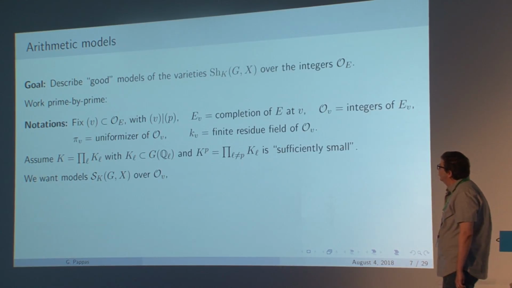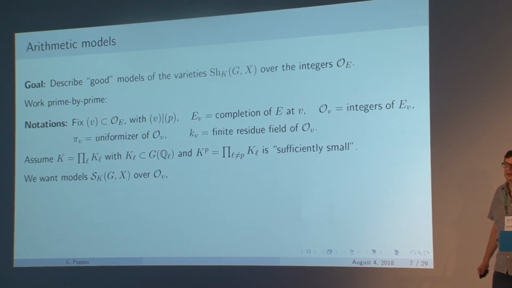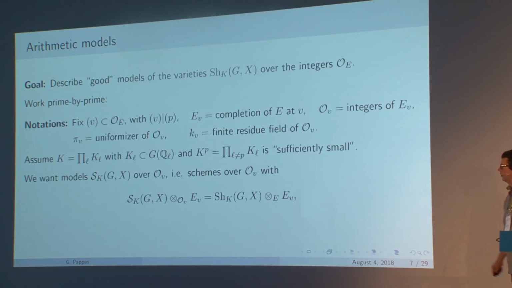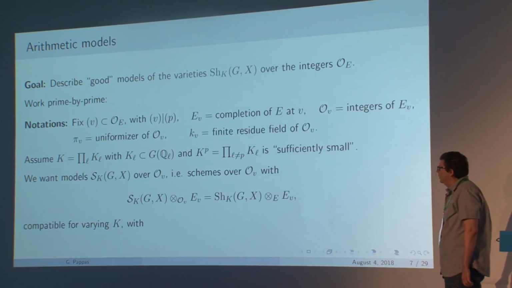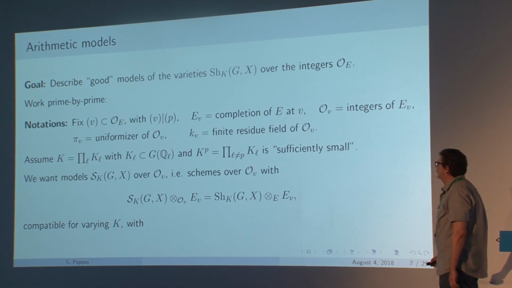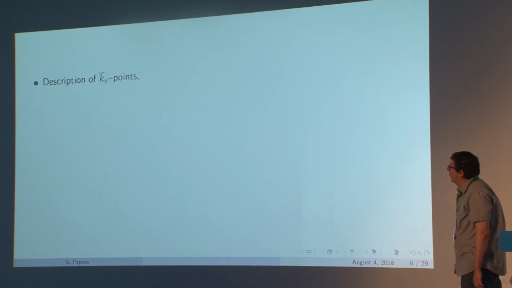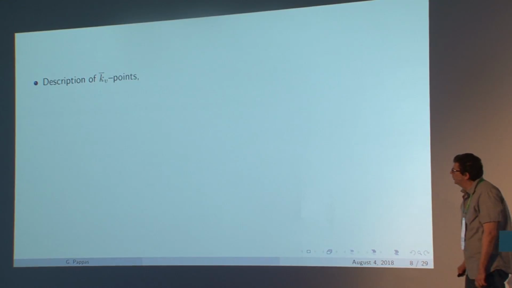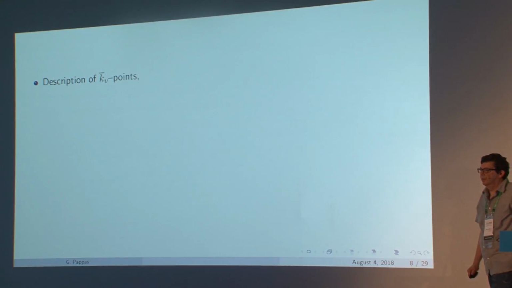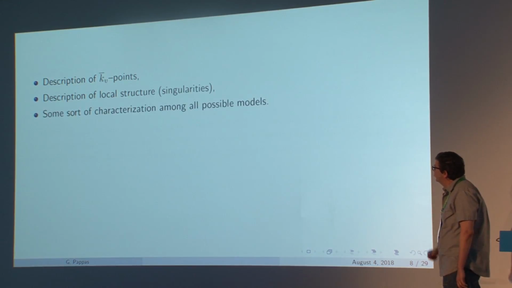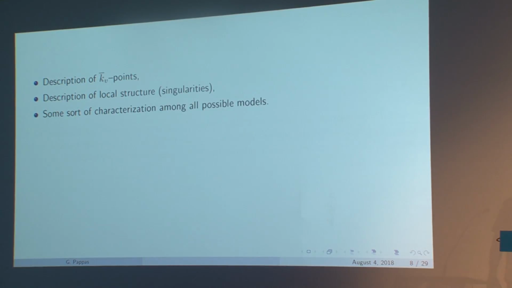Okay, so we want models, and I will denote the models, I hope it's visible, by this calligraphic S. So S_K is the Shimura variety, calligraphic S is the model. I want the models over a completion of the field, so these are schemes that have this property. I want them to be compatible for varying the level subgroup K. And usually we'll fix later the level subgroup at P, and we just vary the prime-to-P level, K^p. But let me say what the wish list is of what I want from these models. I want a good description of their points on their special fibers over the algebraic closure of a finite field. I want a description of the local structure, like how singular they are and how to tell the singularities. And finally, some sort of characterization among all the possible models that you could have, because you could have many, say, by blowing up things in the special fiber.